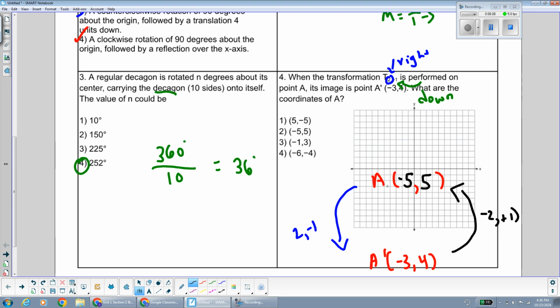And I can double check by doing the translation here and seeing if it matches up. So if I go 2 to the right, if I add 2, I do get from negative 5 plus 2 is negative 3. And if I go 1 down, if I take 5 and I subtract 1, I do get 4. So the correct answer here is negative 5, 5.